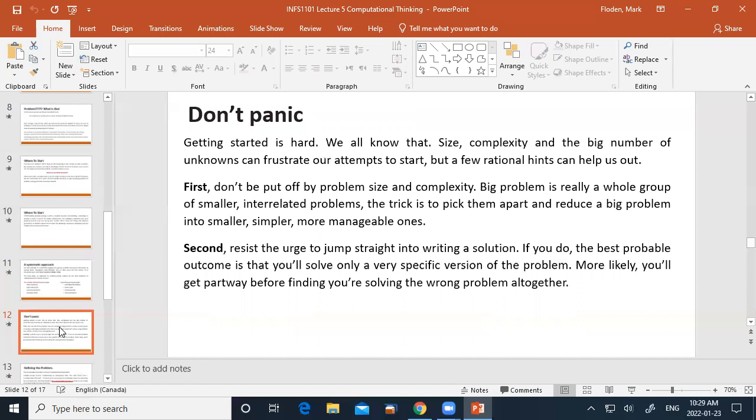It may seem big. Basically, what's that old saying? The journey of 1,000 miles starts with the first step. That kind of thing, right? You can't do it all at once. If you've broken it down into small enough steps, just take that first step. Don't be put off by the size. Big problems can be broken up.